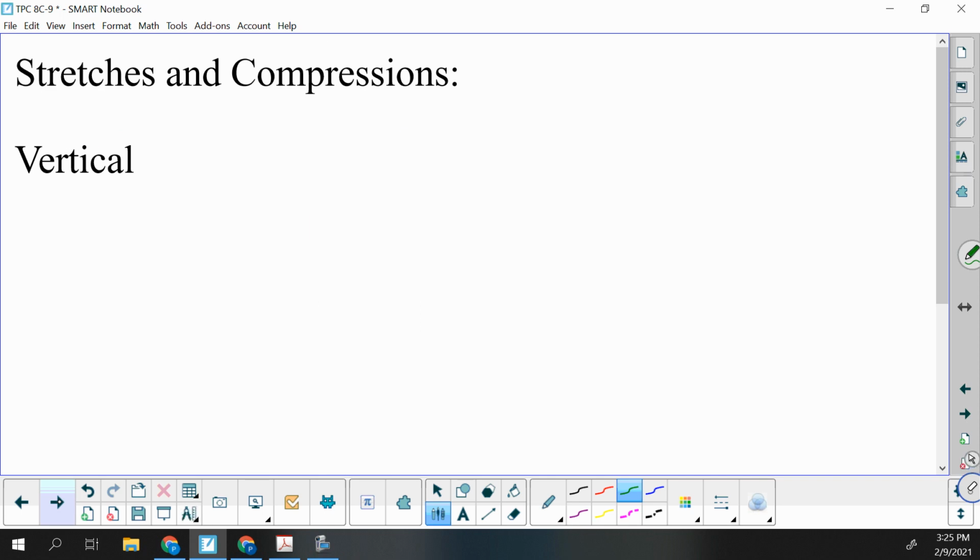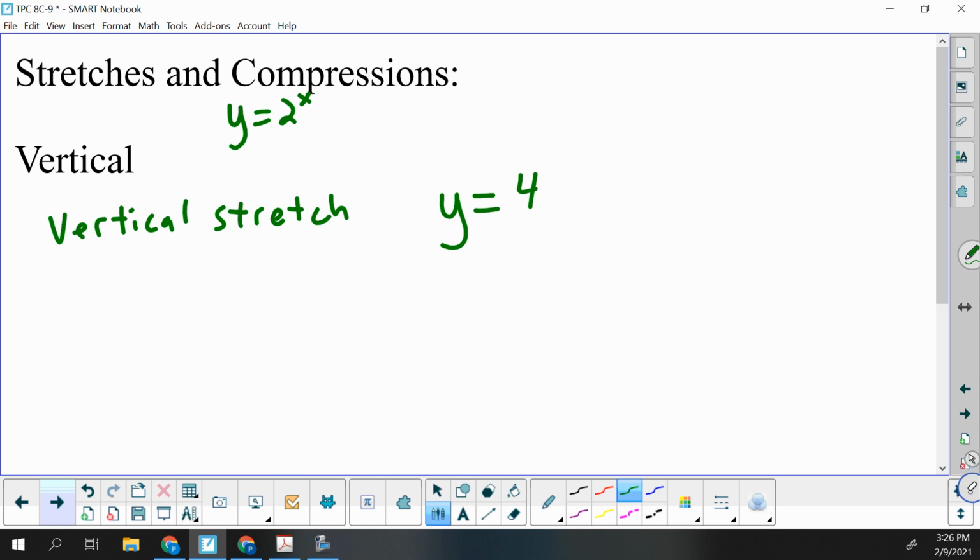So lastly, our vertical stretches and compressions. So again, we're going off of y equals 2 raised to the x. Vertical stretch, we should multiply out front by a number bigger than 1. So let's say y equals 4 times 2 to the x. So that number out front just has to be bigger than 1.